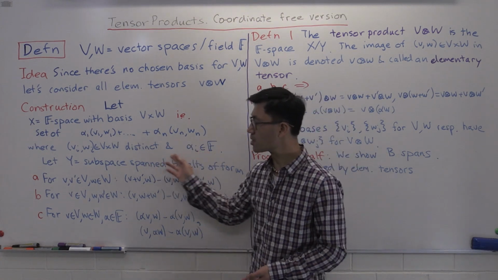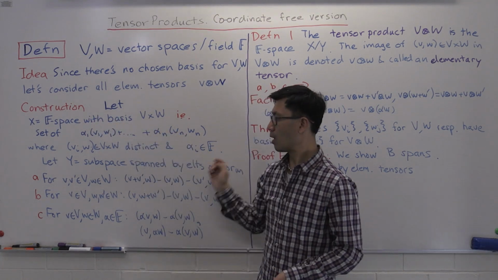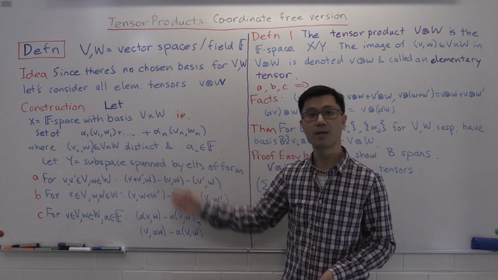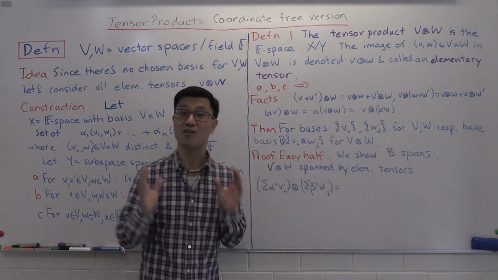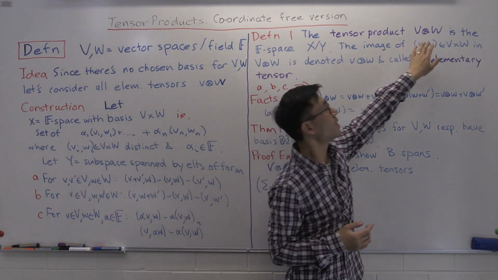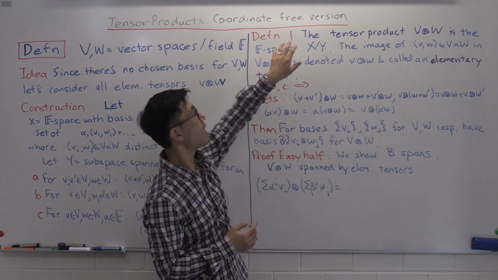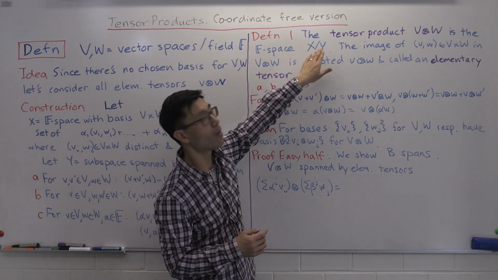So this is just some subspace of this X, and I've given generators for that, so a spanning set for that subspace. Now we can actually give the proper definition of the tensor product V tensor W. It's going to be a vector space over F, and it's just the quotient space X over Y.